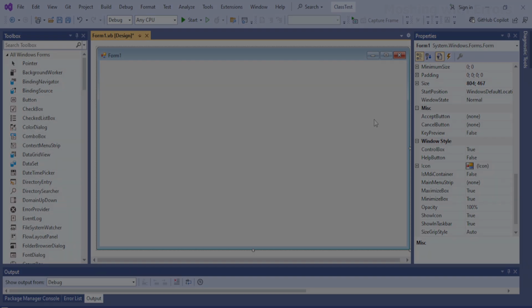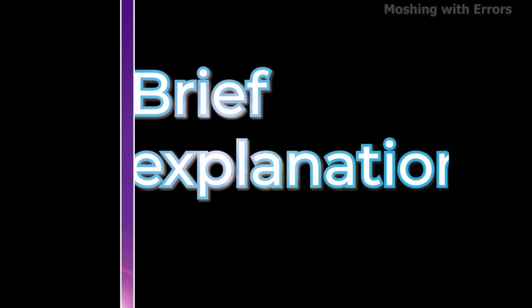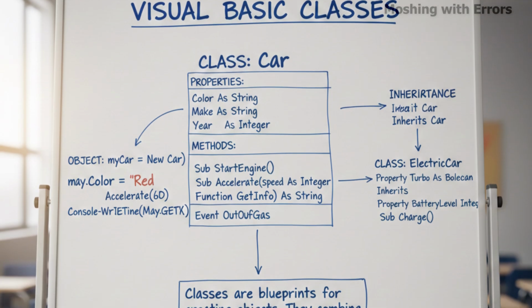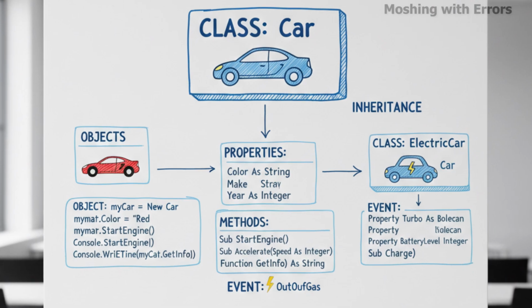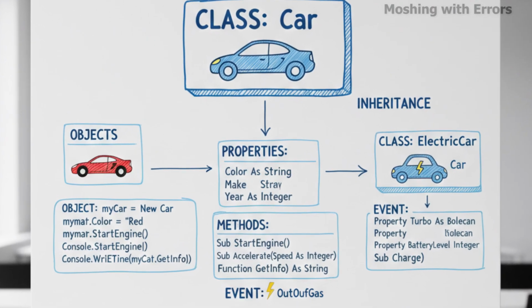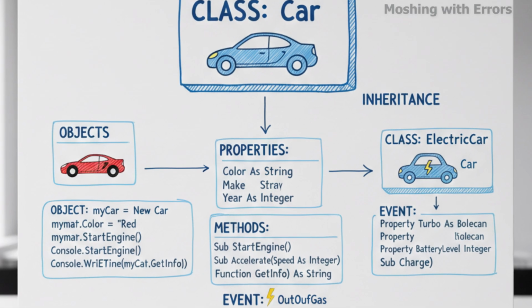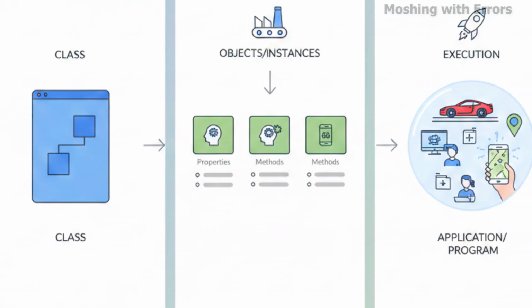Let's get started. Classes are the foundation of object-oriented programming. A class is a blueprint or a template used to create real objects. Let's jump into an example and I will show you exactly why classes are so powerful.